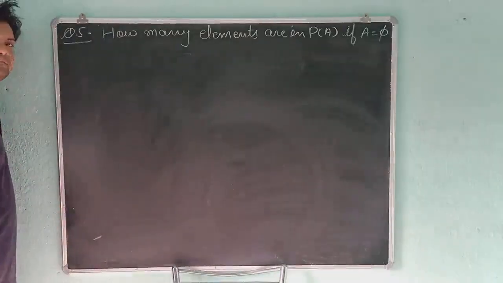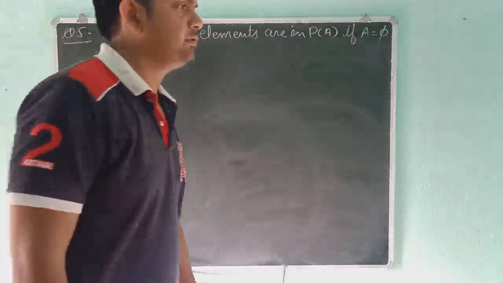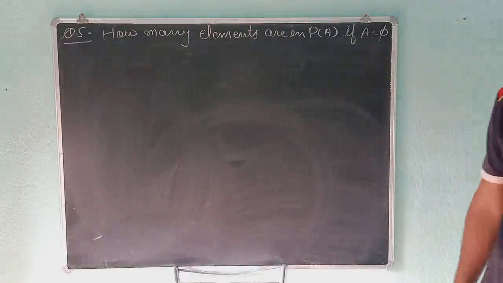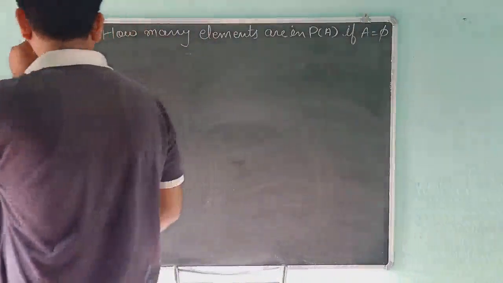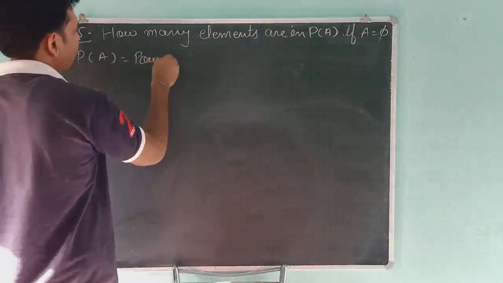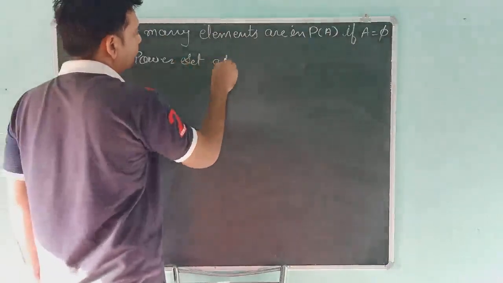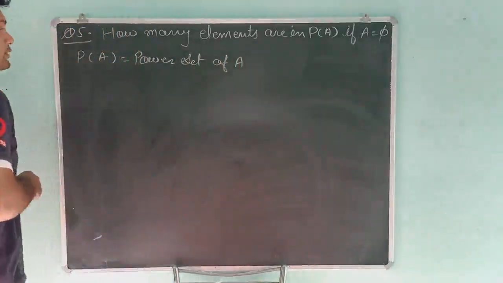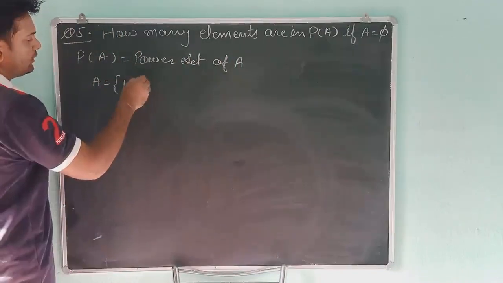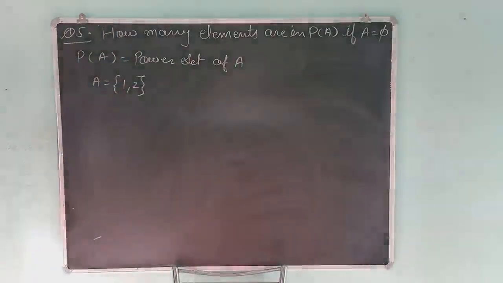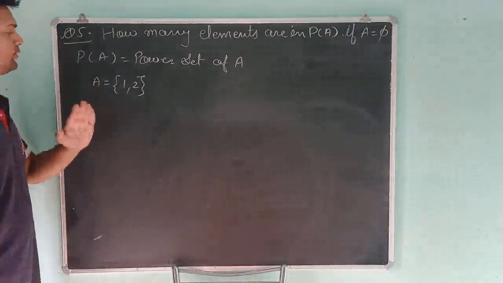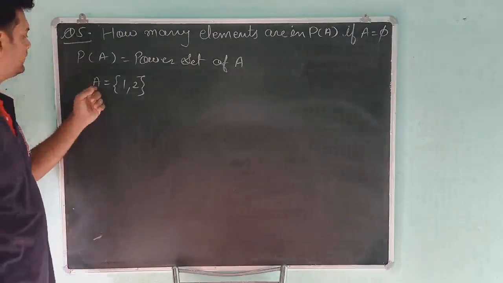What is P(A)? Students, I already told you about P(A). P(A) means power set of A. Suppose you have a set A and the elements of this set are 1 and 2, and you want to find out the power set of this set.